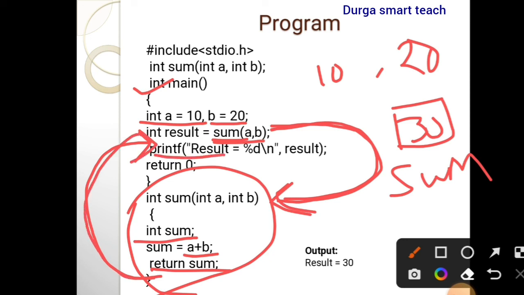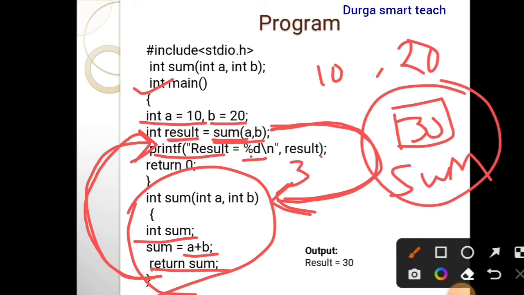So printf result %d. What does result contain? Some value, that is 30. So 30 will be displayed. The output is result = 30.